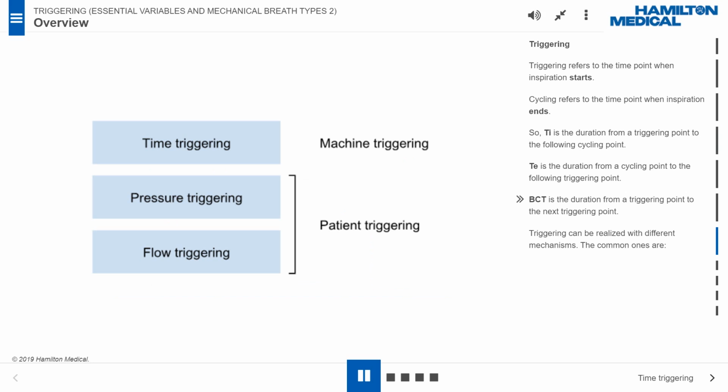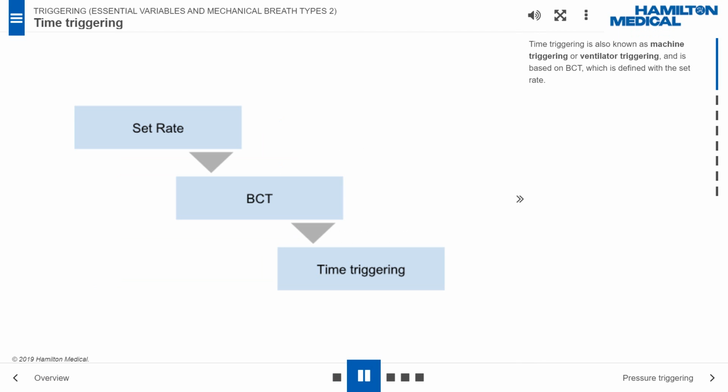Triggering can be realized with different mechanisms. The common ones are time triggering, pressure triggering, flow triggering. Both pressure and flow triggering are regarded as patient triggering. Time triggering is also known as machine triggering or ventilator triggering, and is based on BCT, which is defined with a set rate.